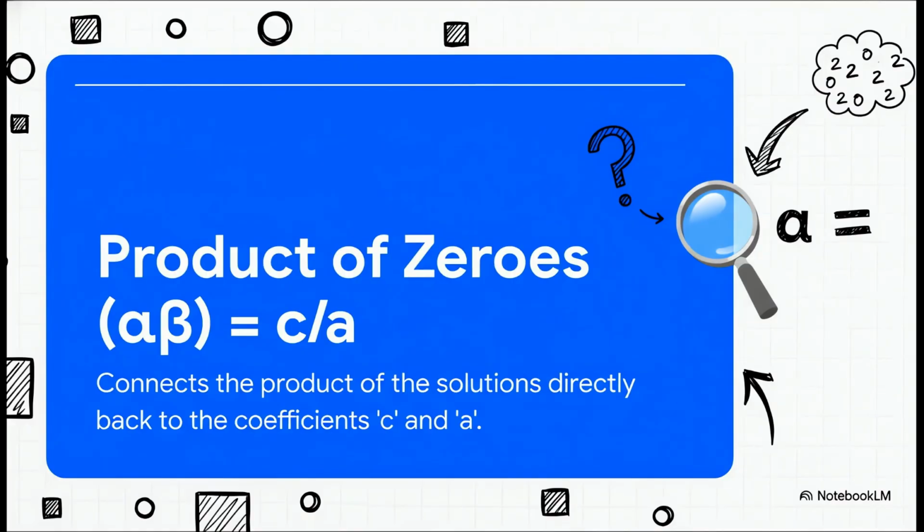And here we go. The product of the zeros, alpha times beta, is equal to c divided by a. How cool is that? The sum and the product of the answers were literally hiding in plain sight inside the original question's coefficients the entire time.